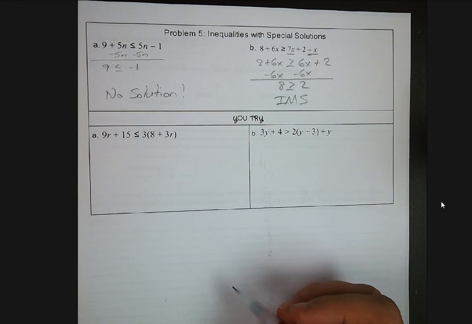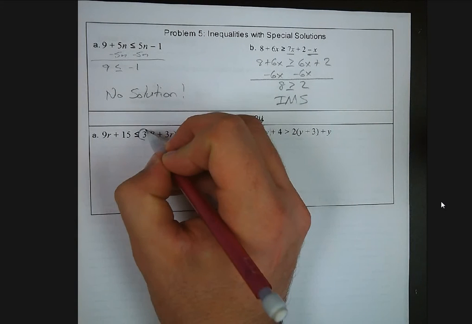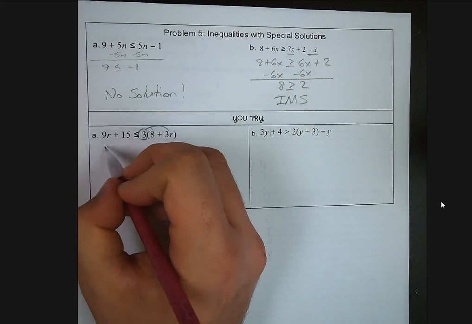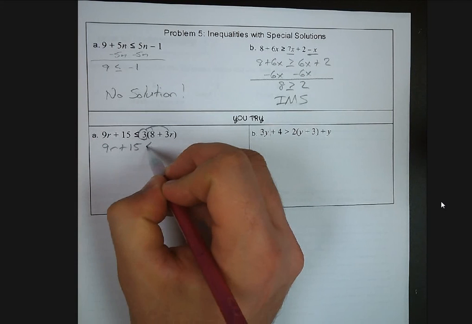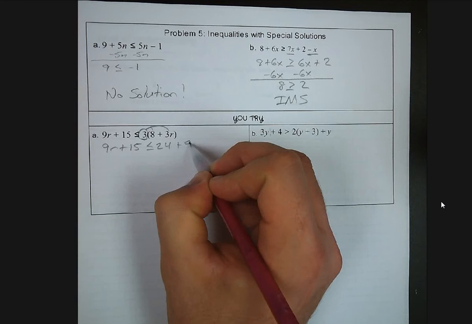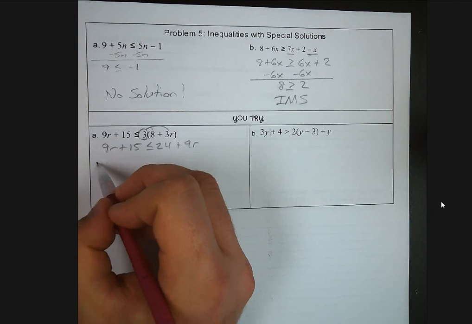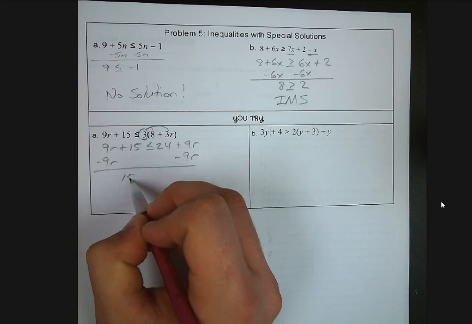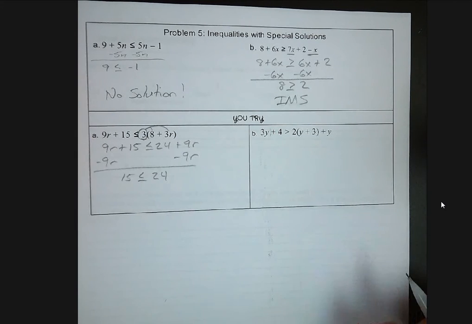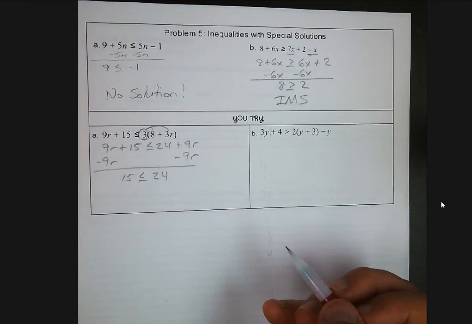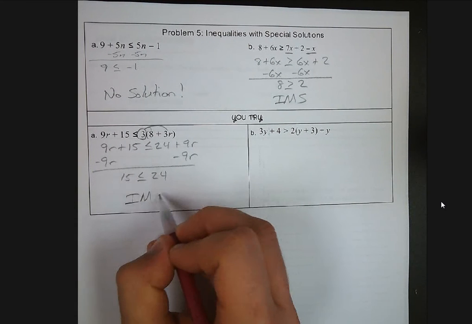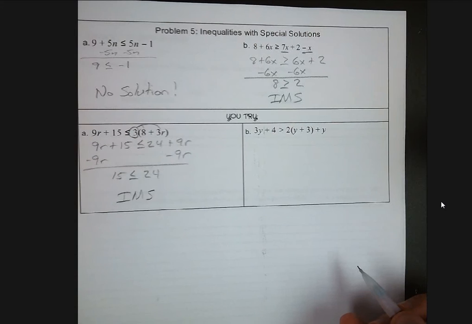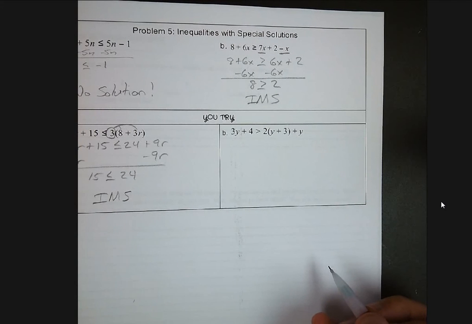So why don't you guys try letters A and B, and then we will come back with the answers. So we're going to start letter A by distributing 3 times 8 and 3 times 3r. So we have 9r plus 15 is less than or equal to 24 plus 9r. And now we're going to subtract 9r from both sides. 15 is less than or equal to 24. Is that true? Yes. Okay, so that is infinitely many solutions. Or I guess when we did equations, we called these identities. Same thing applies.